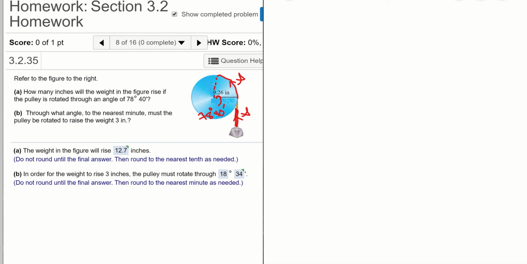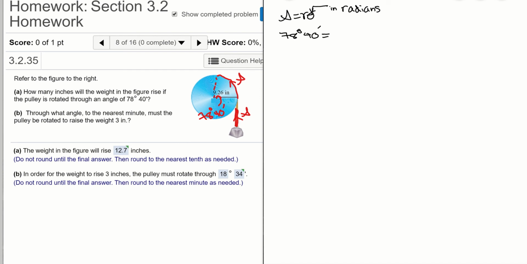So we know that S is given by r theta. The only thing is that this theta needs to be in radians. And of course, the problem is giving it to us in degrees. So the first thing we'll do is go ahead and convert this measure, 78 degrees and 40 minutes, into radians. If we start with 78 degrees and 40 minutes, first we'll turn it into all degrees.